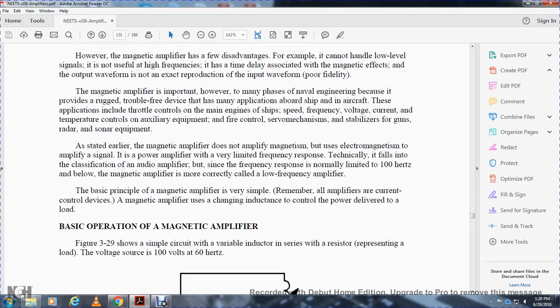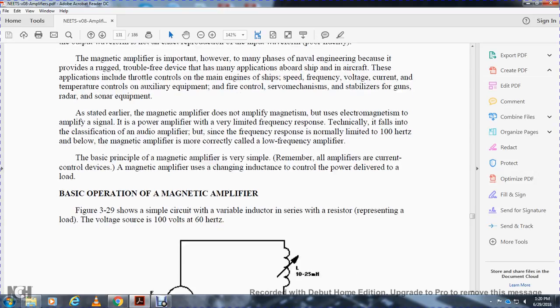As stated earlier, the magnetic amplifier does not amplify magnetism, but uses electromagnetism to amplify a signal. It is a power amplifier with limited frequency response. Technically, it falls in the classification of audio amplifier, but since the frequency response is normally limited to 100 hertz or below, the magnetic amplifier is more correctly called a low-frequency amplifier. The basic principle of the magnetic amplifier is very simple. Remember that all amplifiers are current control devices; magnetic amplifiers use the change in inductance to control power delivered to the load.